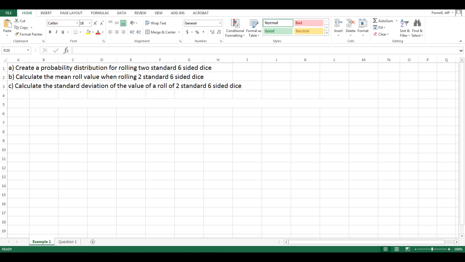Here we're going to learn how to use Excel to create a basic probability distribution, and then follow that up by seeing how we can use Excel to speed up the process of calculating both the mean and the standard deviation within that distribution.